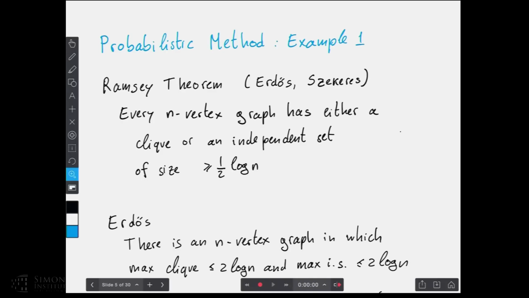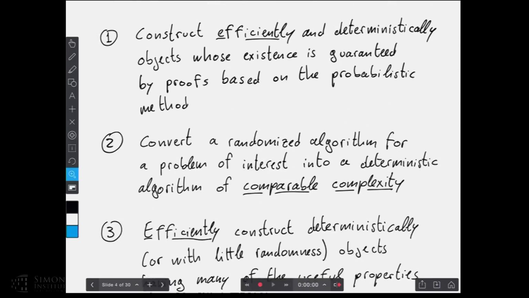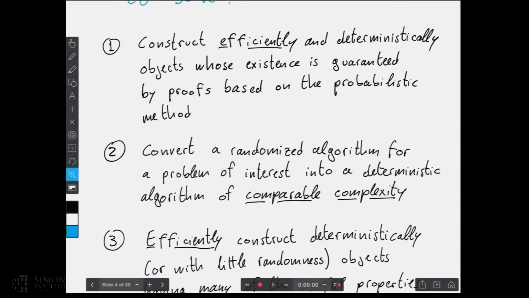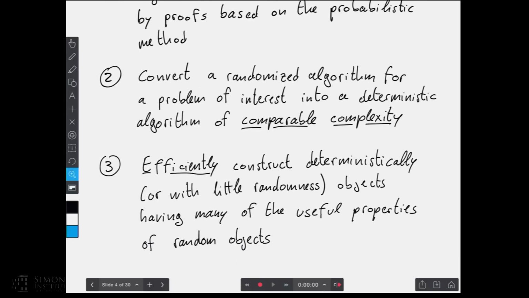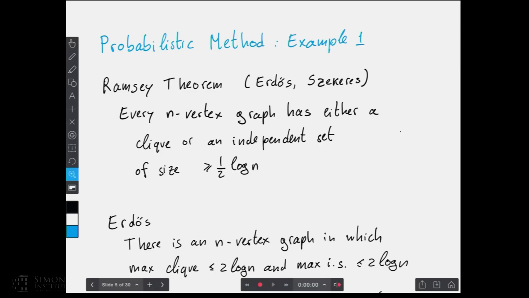Let me give you, so I said the three goals are: make the probabilistic method constructive, make randomized algorithms deterministic, and create deterministic objects with useful properties of random objects. So to give some examples of things we can prove with the probabilistic method, we would like to prove them constructively. Maybe we can start from the problem that gave birth to the probabilistic method, that of the Ramsey theorem in graphs.